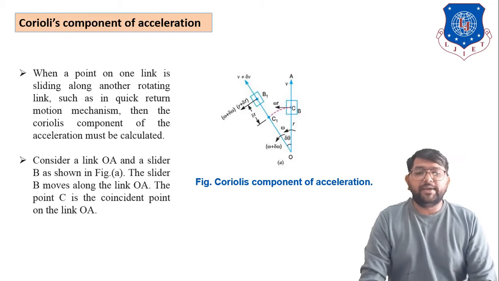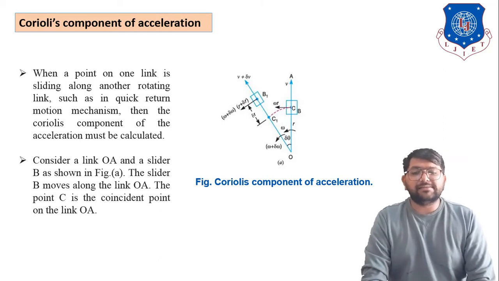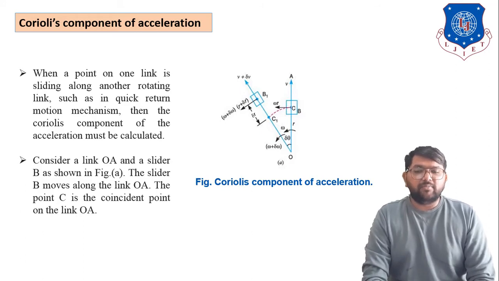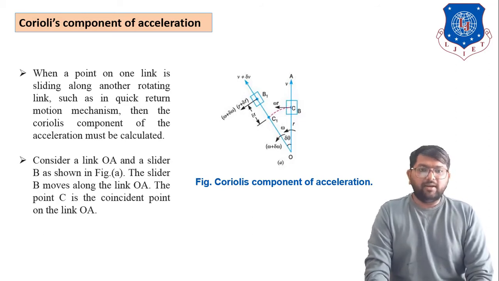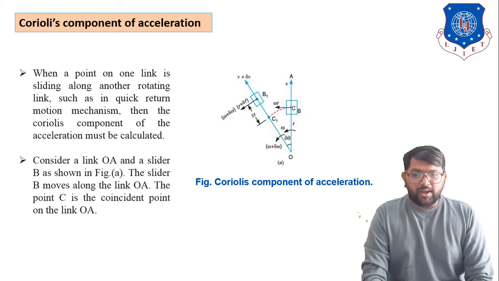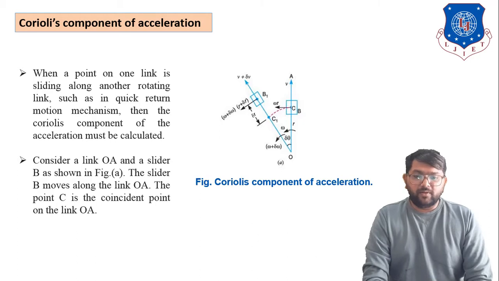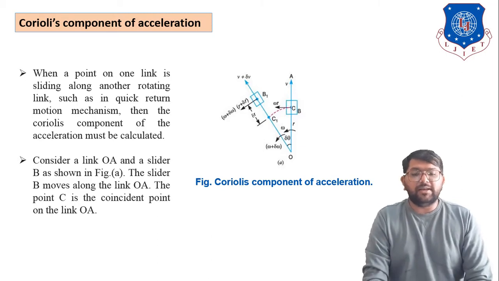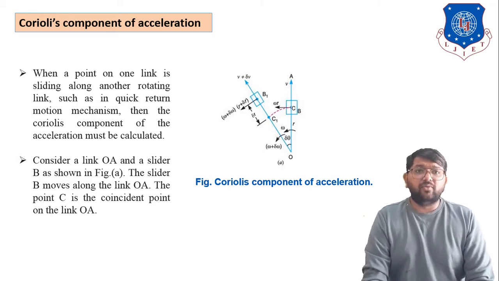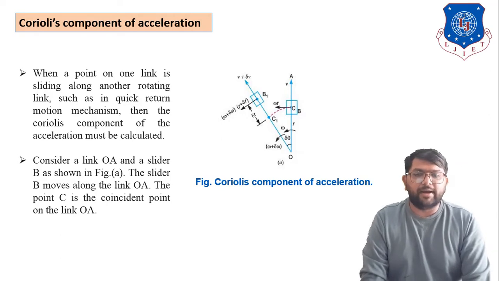So when a point on one link is sliding along another rotating link, such as in quick return motion mechanism, then the Coriolis component of the acceleration must be calculated as shown in figure. Consider a link OA and slider B as shown in figure A. The slider B moves along the link OA and the point C is the coincident point on the link OA. You have to understand based on the diagram.